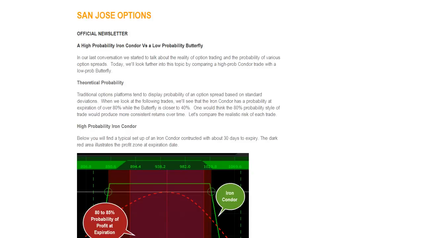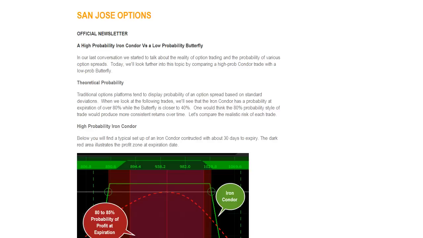Hi there everybody, this is Morris from San Jose Options, and today I want to talk about risk. I'm going to compare an Iron Condor to a low probability butterfly, and it's actually a rather interesting conversation.